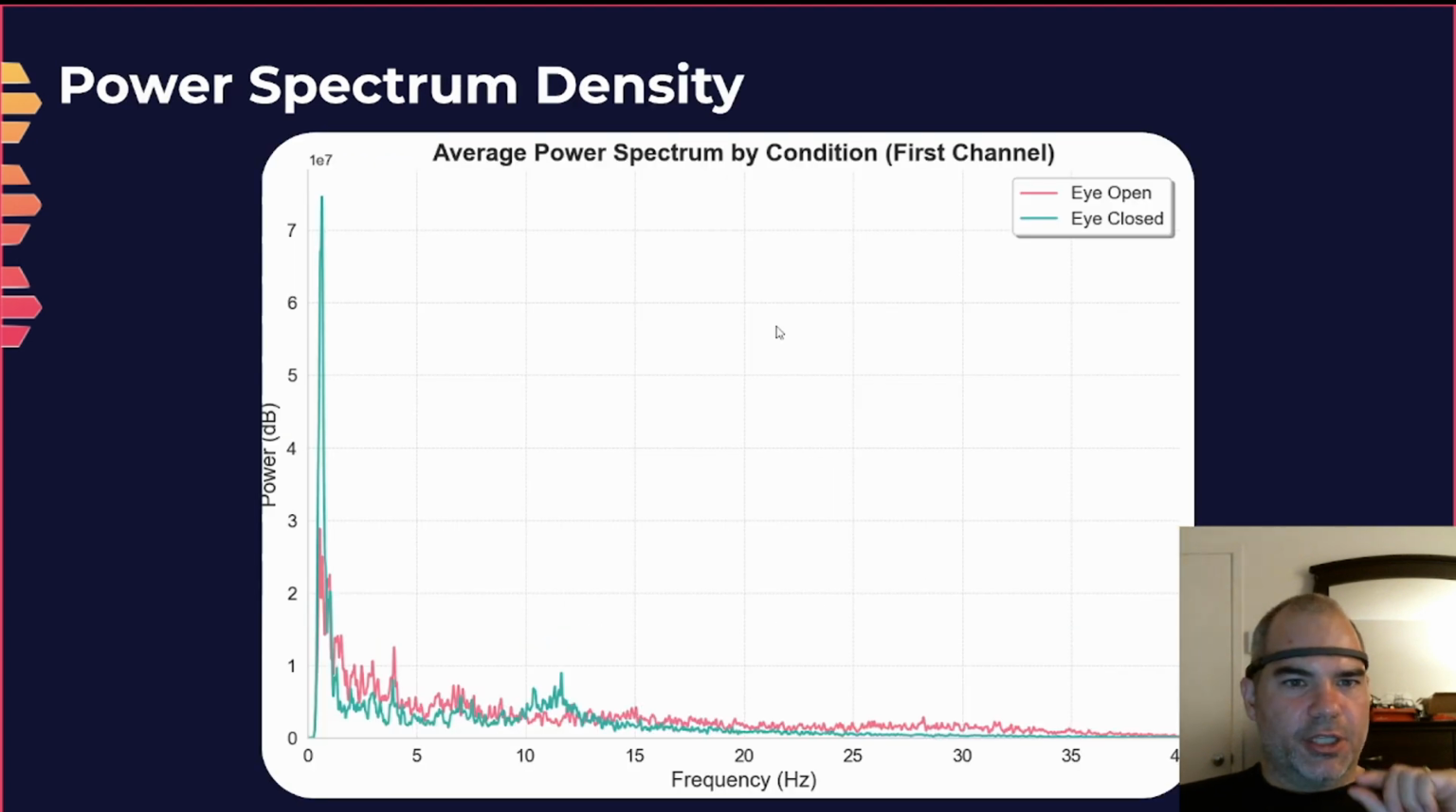If we look at the power spectrum density, to get there you compute the Fourier transform, the FFT, and you need to square your values, because squaring the amplitude gives you the power, something which is proportional to power.